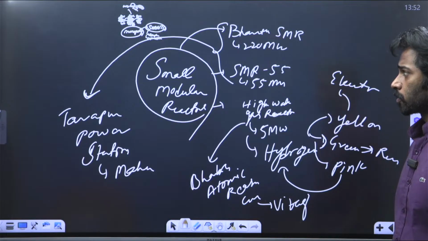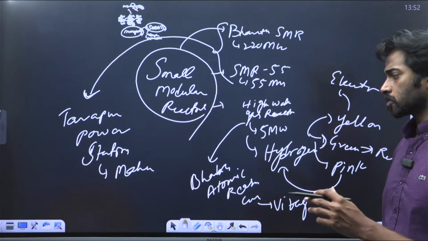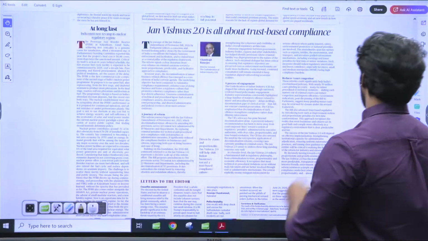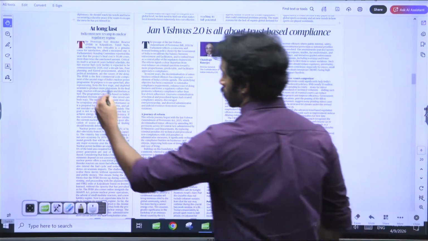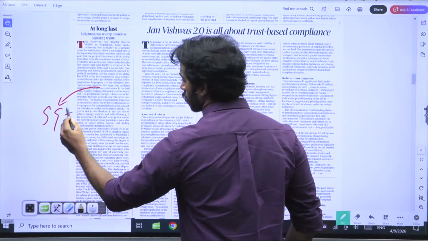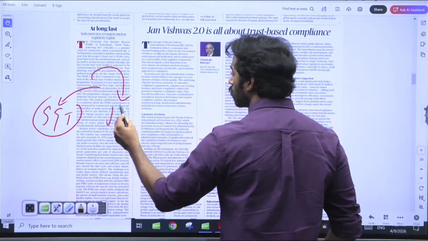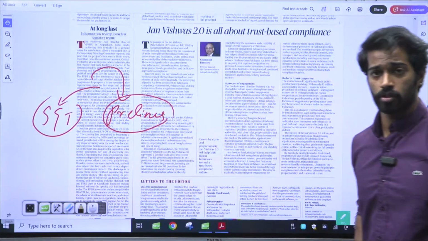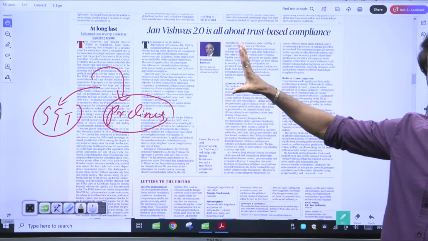So this is all the information that I wanted to point out when it comes to this particular article. Okay, you can use this in science and technology, and you can also use this information in prelims. These are the two aspects where you can use this particular editorial or the information given in it.